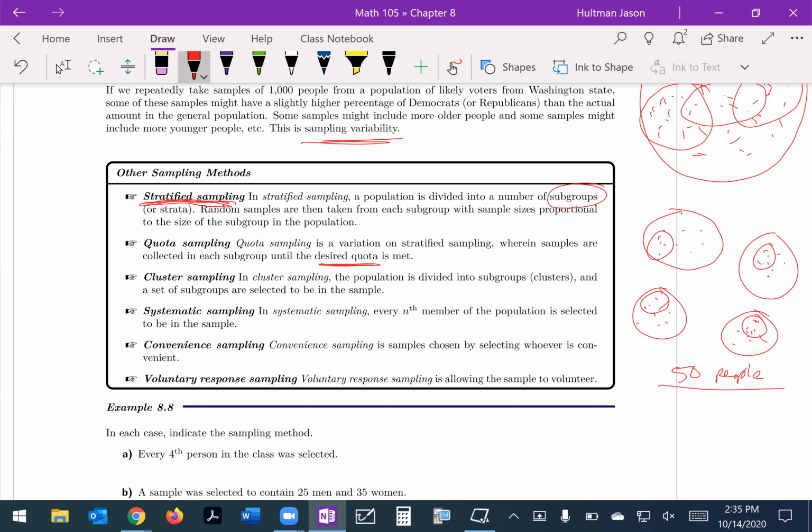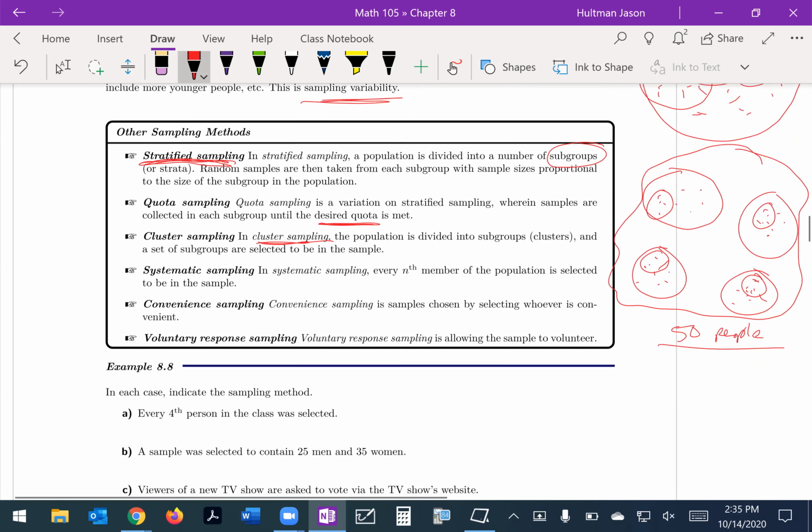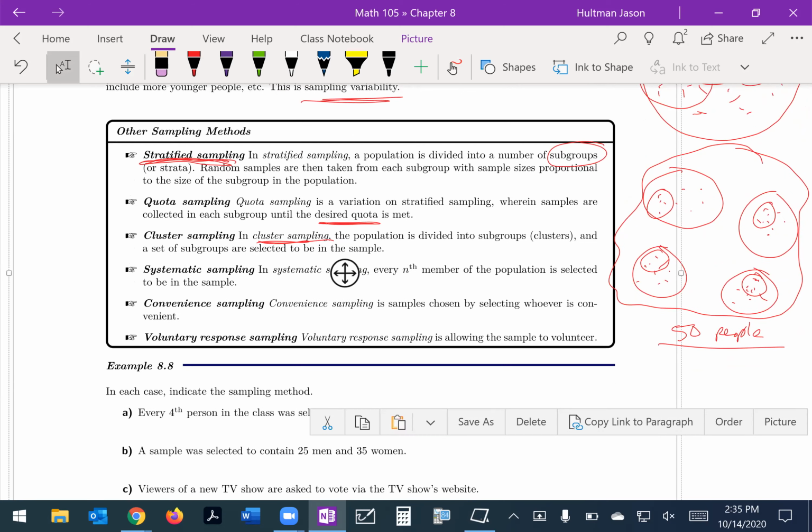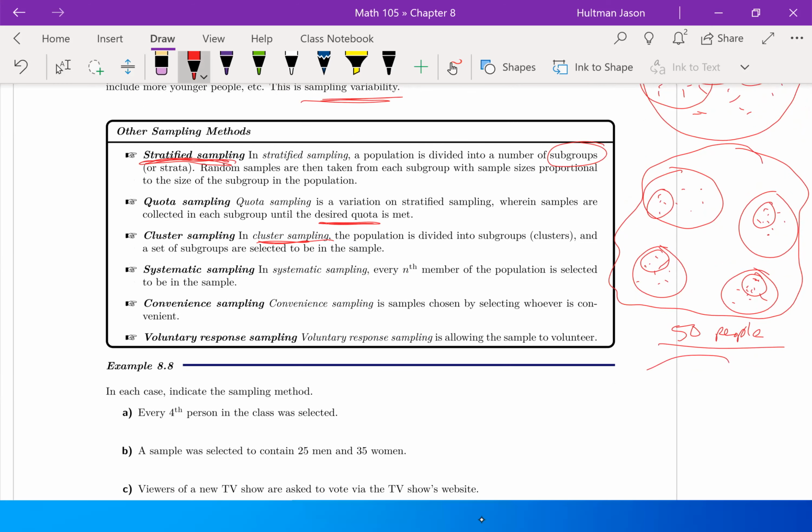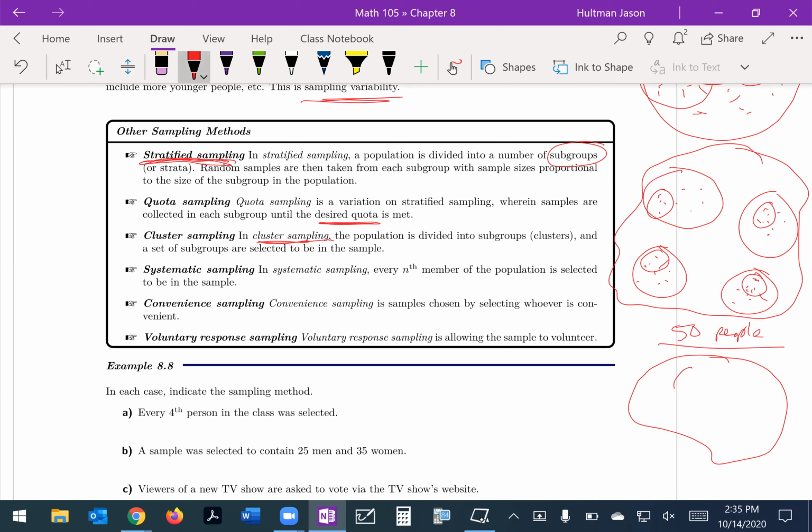Cluster sampling is a little different in that the population is divided into subgroups, and a set of subgroups are selected to be in the sample. So say that the population here is in 4 subgroups again, and we only choose 2 of them. We just leave the other 2 out. That's called cluster sampling. And I don't think it's as good as stratified sampling.